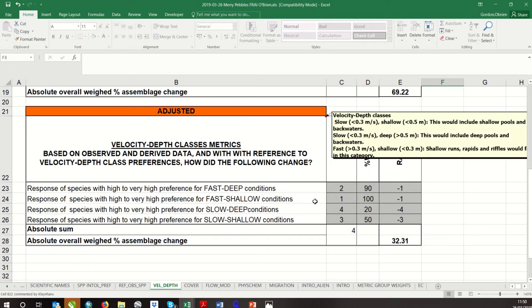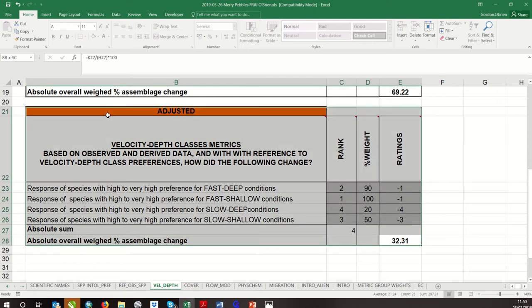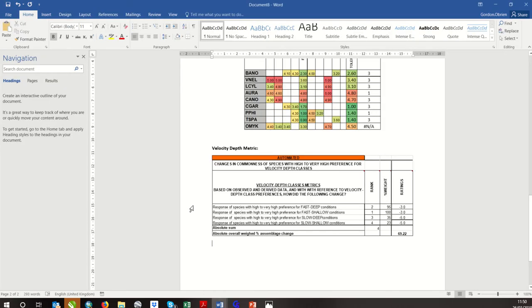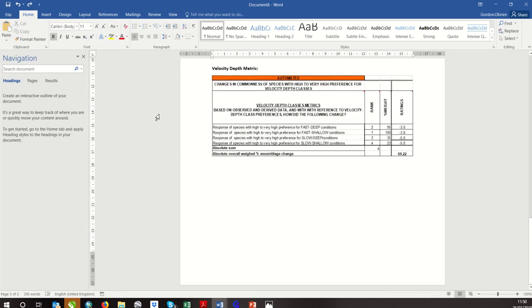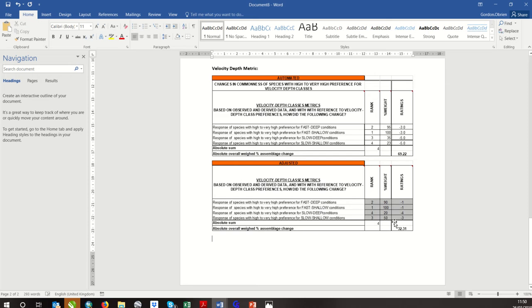We are changing automated and adjusted. So this is my adjusted one here. And I want to go back to my table, and I'll paste it. Paste the picture. And now you can see that the automated assessment gave this metric a score of 69.2, and I've adjusted it to give a score of 32.1. Okay, now what you've got to do is you've got to briefly give an assessment of why. Why did you do this?